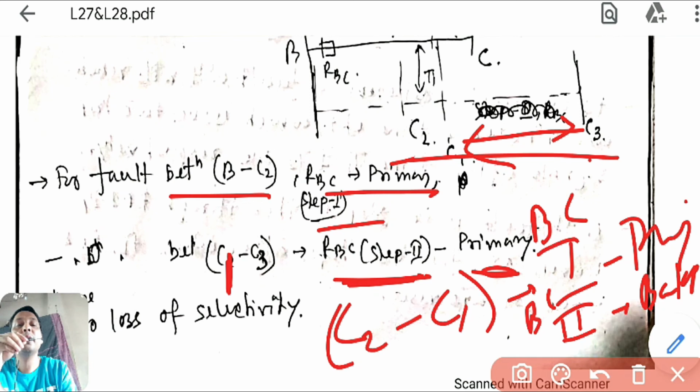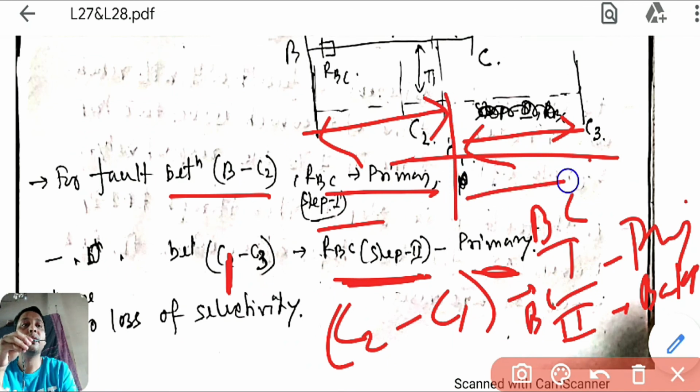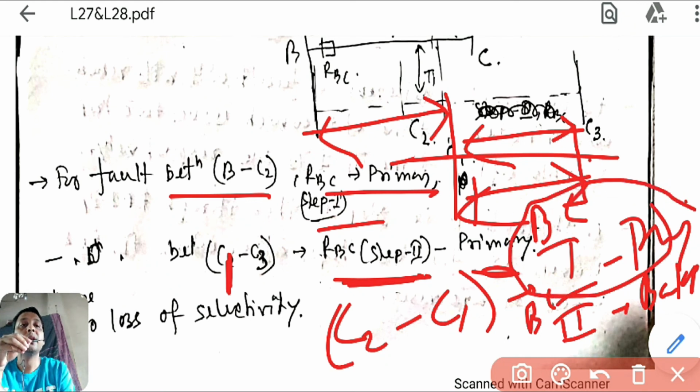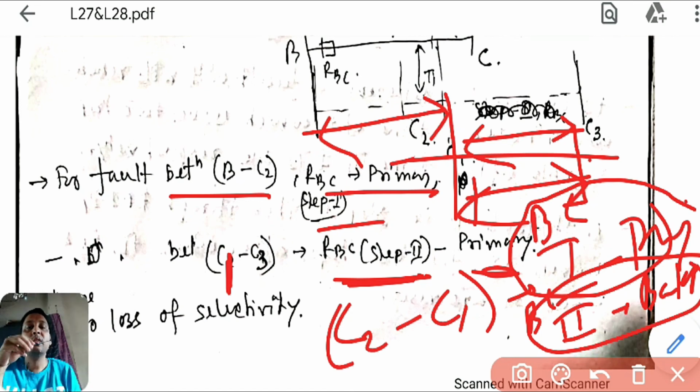And if it has gone beyond C1, then step 2 will be primary because step 1 is up to C1 only for BC, 80 to 90%. So you make this correction. This is C1 to C3, then RBC step 2 will take care of C1, from here to here. It is not in step 1 of BC, so it is in step 2. It itself will take care as a primary. And if it is between C2 and C1, then step 1 of BC will be primary and step 2 of BC will be backup. So I think that's all for today.